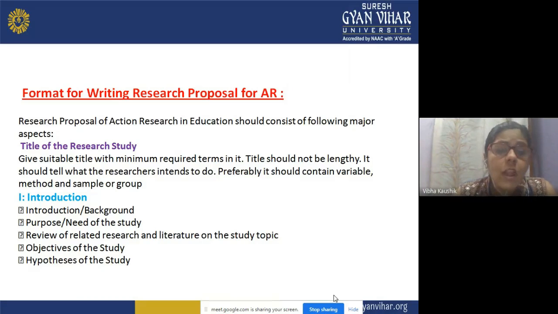Now, the research study has the following points. First, introduction, including background, purpose, need of the study, and review of related research and literature on the study topic. Next, objectives of the study. The last one is the hypothesis of the study. Now we will discuss each and every point in detail.